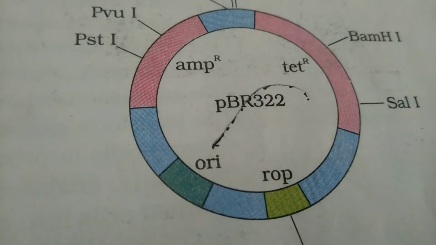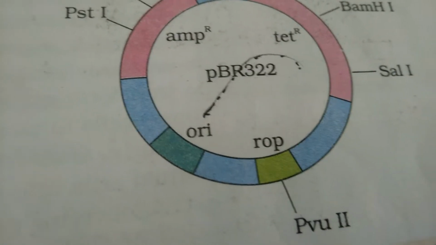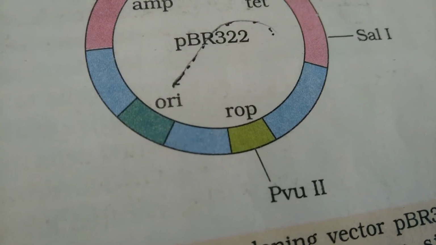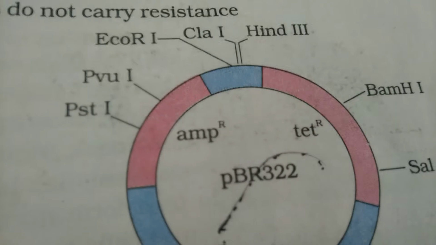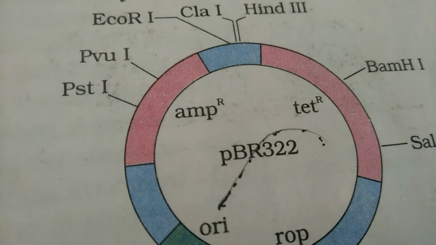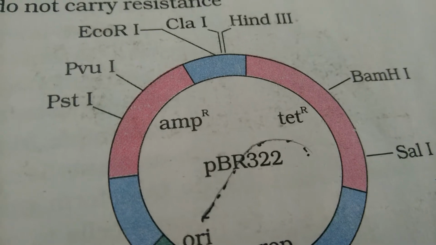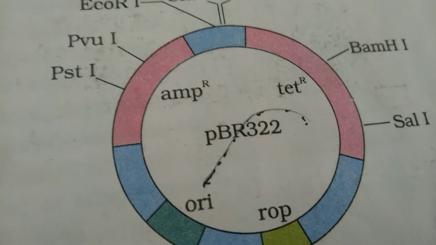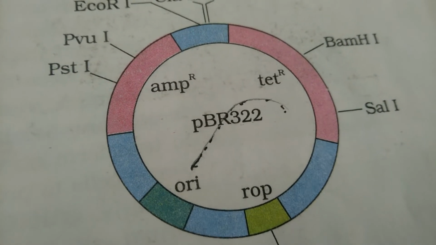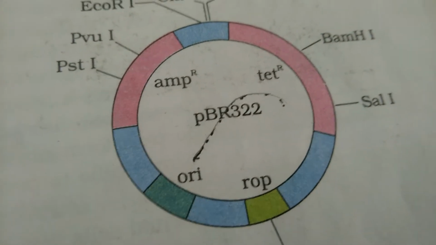pBR322, on which the ORI or origin of replication occurs. That region is also called pBR322, in which the ampicillin resistance site and the tetracycline resistance site are present. These two sites are considered selectable markers, and there are also a number of cloning sites.